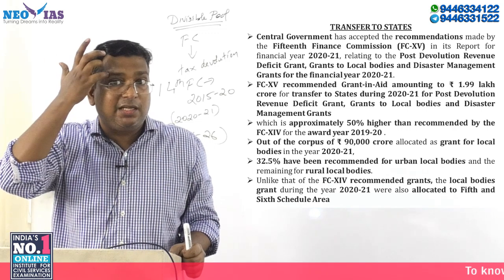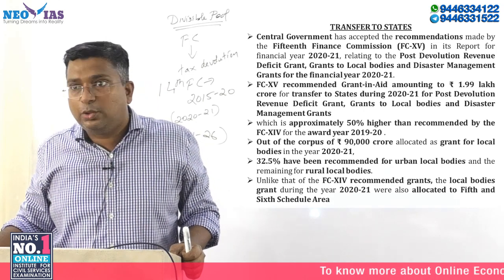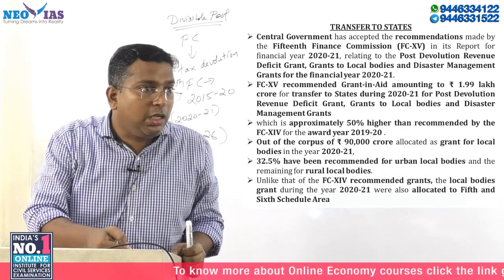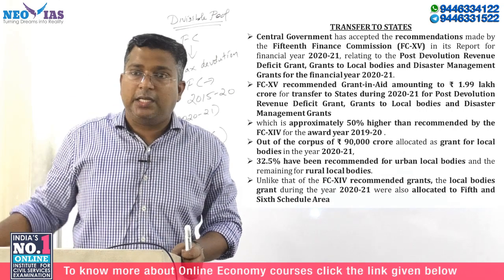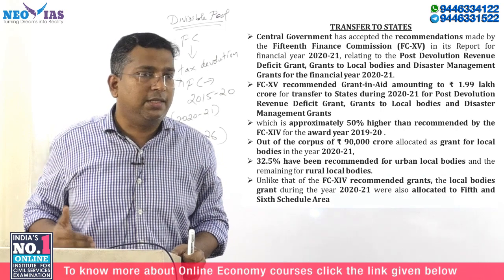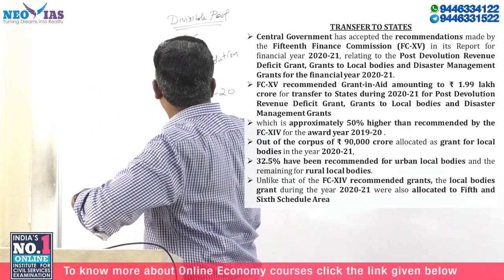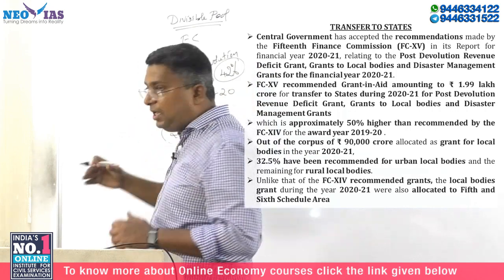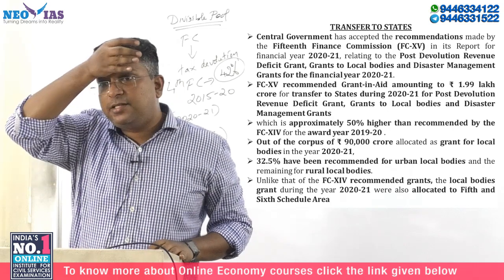Because we deal with the Finance Commission there, but I will deal with it separately since it is related to economy and public finance. So one speciality: there are many recommendations, since we are talking about tax transfer to states. Remember this very important point: how much tax should be shared between the center and the state. The 14th Finance Commission recommended 42%, that is, out of the divisible pool, 42%.